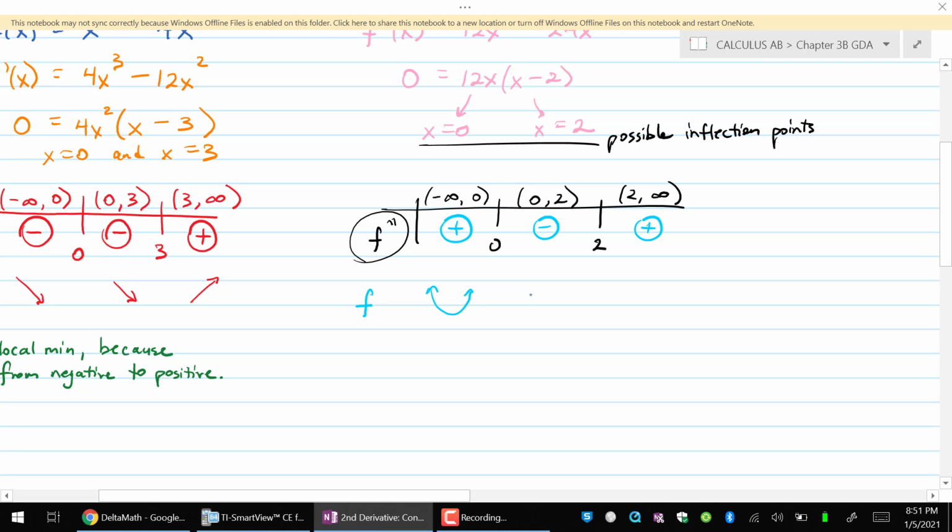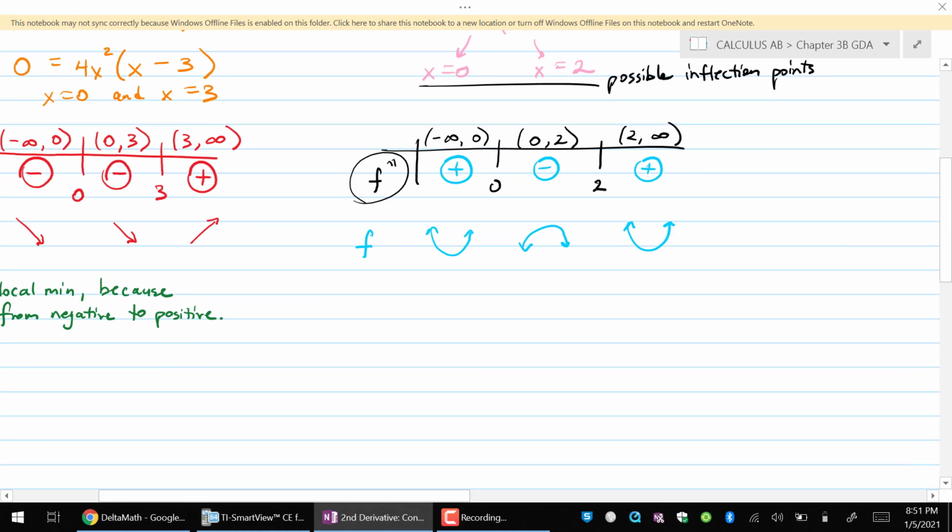sign chart, and then regular f shifts to concave down, and then it goes back to concave up. So I've established that both 0 and 2 are in fact inflection points. So I would say x equals 0 and 2 are inflection points.